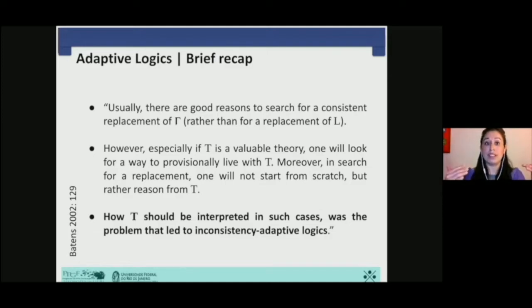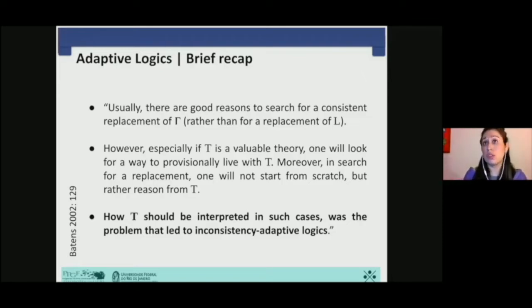In an abstract sense, we would be inclined to say that there are good reasons to search for a consistent replacement of gamma, an inconsistent set of descriptions or explanations about a particular phenomenon, rather than for a replacement of the logic. Nonetheless, especially if the theory is a valuable theory because of gamma, one will look for a way to provisionally live with the theory.